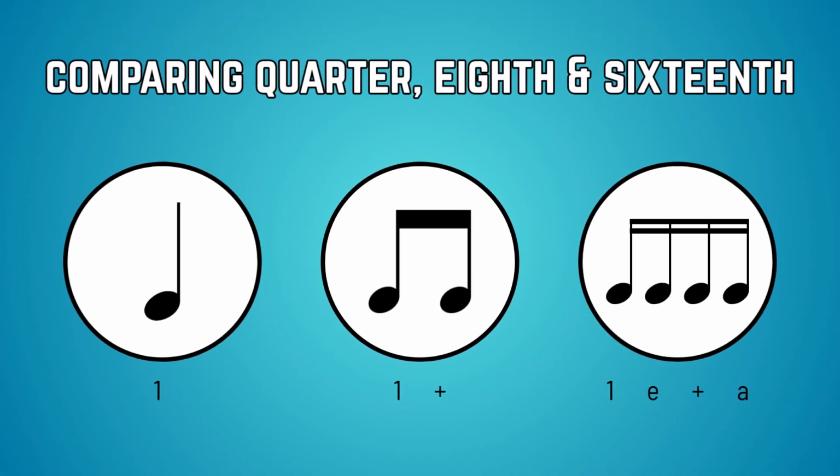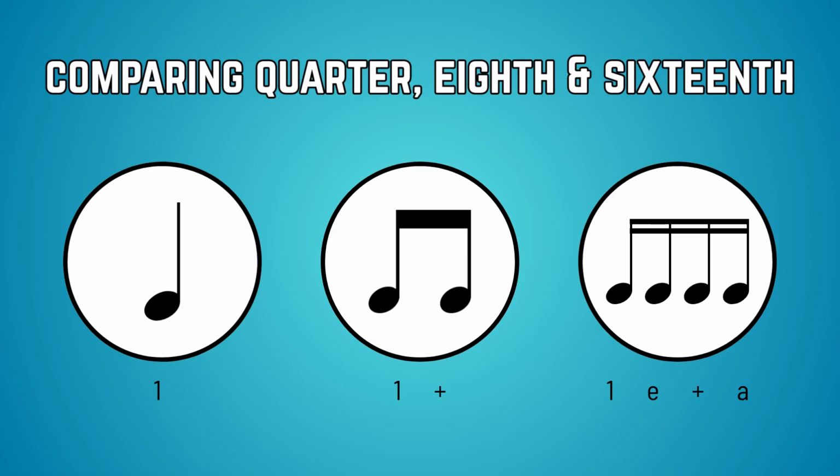Let's compare 3 ways of filling one beat. First, a quarter note. Next, 2 eighth notes, 1 and. Finally, 4 16th notes, 1 E and A. The total amount of time is the same in all 3 examples. What changes is the number of sounds placed inside the beat.